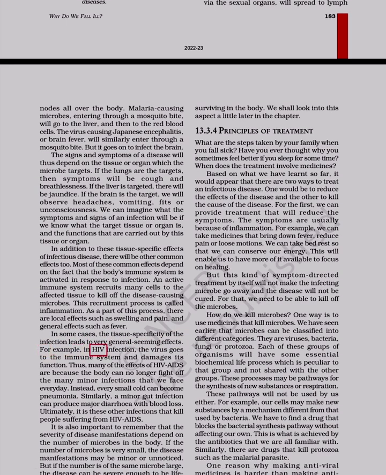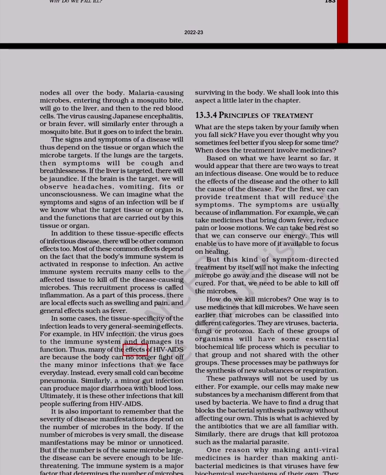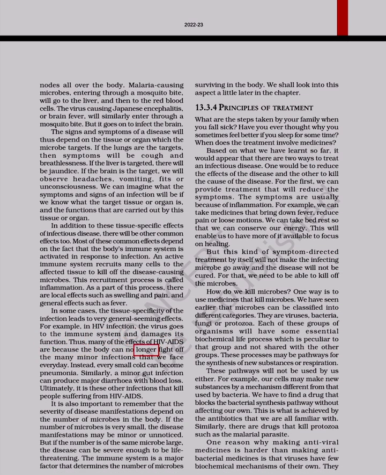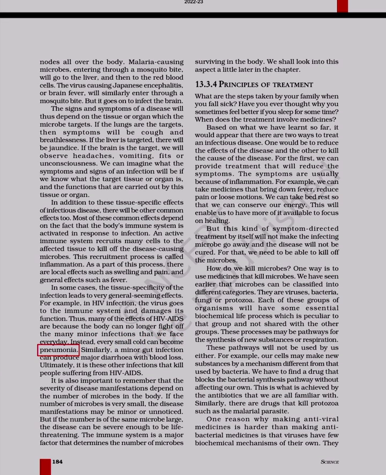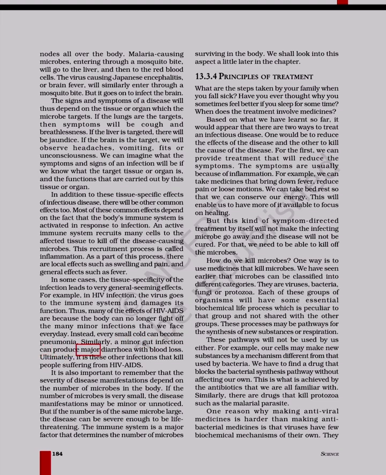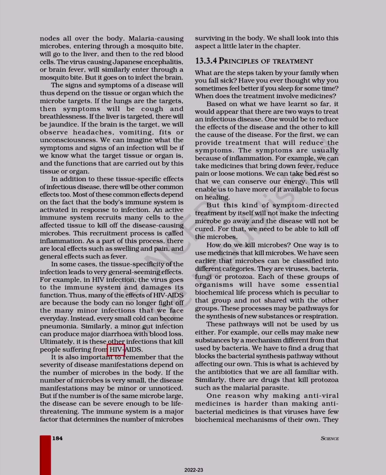In some cases, the tissue specificity of the infection leads to very general-seeming effects. For example, in HIV infection, the virus goes to the immune system and damages its function. Thus, many of the effects of HIV/AIDS are because the body can no longer fight off the many minor infections that we face every day. Instead, every small cold can become pneumonia. Similarly, a minor gut infection can produce major diarrhea with blood loss. Ultimately, it is these other infections that kill people suffering from HIV/AIDS.